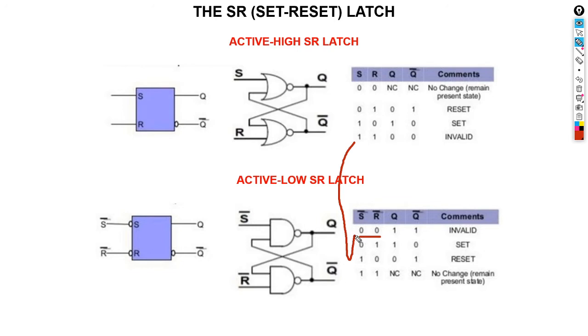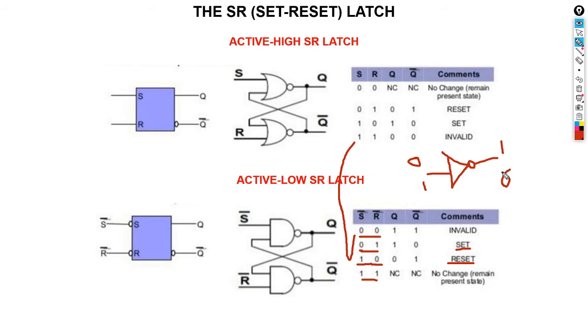In order for you to set, you need to have what? A 0 on your set and 1 on your reset. Then you set it. If you want to reset it, you need to have a 0 on the reset and a 1 on your set. Then you reset it. If you have 1 1, then you have what? No change. Because if you remember the concept in digital one, this is an inverter. What happens with an inverter? A 0 changes to 1, a 1 changes to 0. So that's the difference between the two.